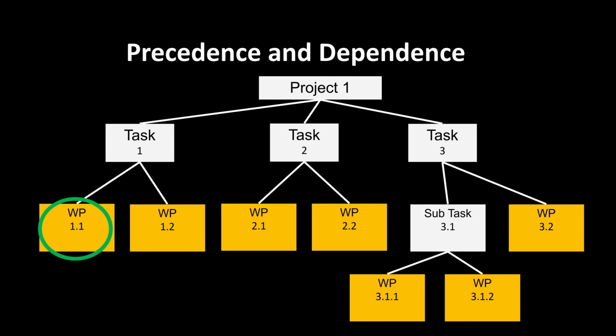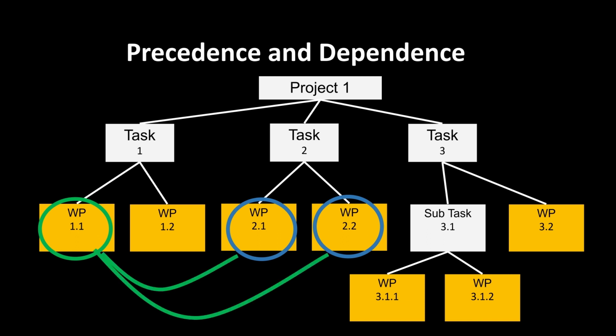So I can circle that in green. I can then look for other work packages that rely on this being completed. And for this purpose, I've decided that both of these ones circled in blue, 2.1 and 2.2, both of them rely on that work package 1.1 being completed first. So, okay, there's a logical order here. So what precedes the blue ones is a green one. So that's precedence.